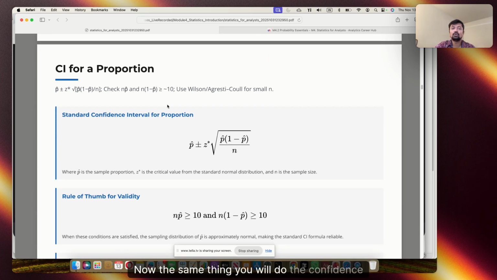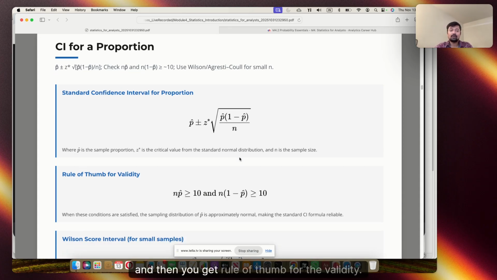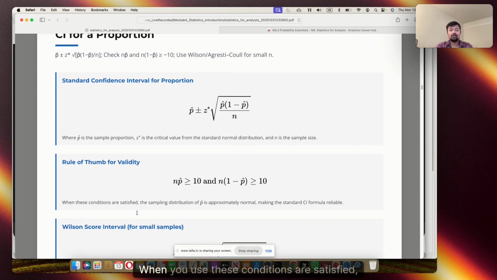Now the same thing you will do for the confidence interval for the proportions. So you get the standard confidence interval for the proportion. This is the standard formula you get. And then you get a rule of thumb for the validity. When these conditions are satisfied, then the sampling distribution of p is approximately normal, making the standard CI formula very reliable if you're using this.